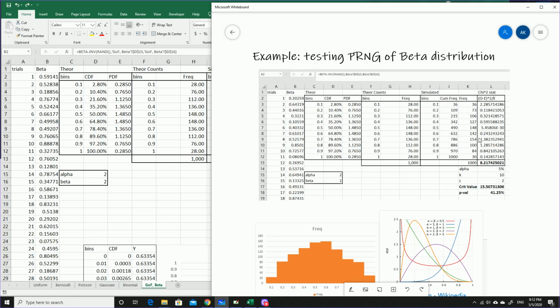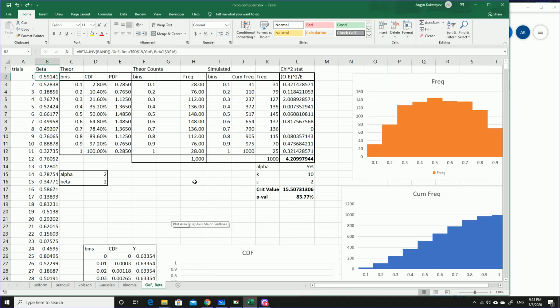Then I'll do the test statistics and compare it to critical value. So in this case, you see that test statistics is not greater than critical value, which is great. It means that the deviations of my observed from expected are not that big, right? So which means that maybe I should not reject my null hypothesis, which is that my numbers are coming from beta distribution. Let's look at the example.